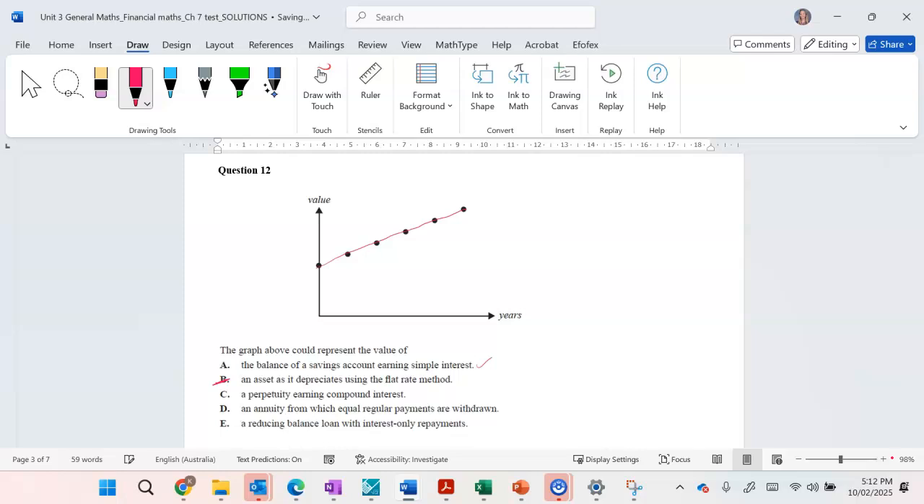Now, a perpetuity doesn't actually change in value. So you may not have done perpetuities yet, and you're like, oh, how am I supposed to answer this? So a perpetuity, yes, it's not an example of a perpetuity. So hopefully you were okay with that. An annuity from which equal regular payments are withdrawn. An annuity, and a perpetuity is a type of annuity, also goes down in value, but you earn interest and then you also receive payments. So it's not actually an example of an annuity.